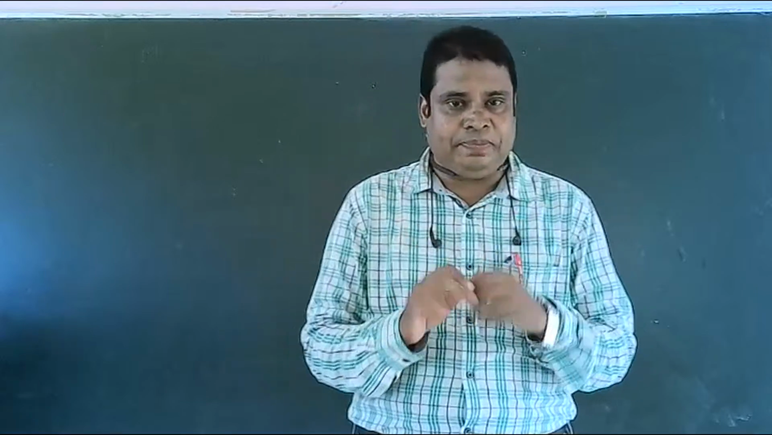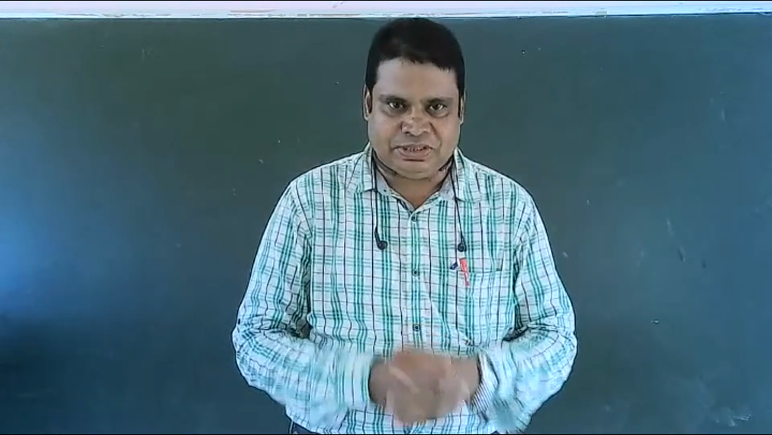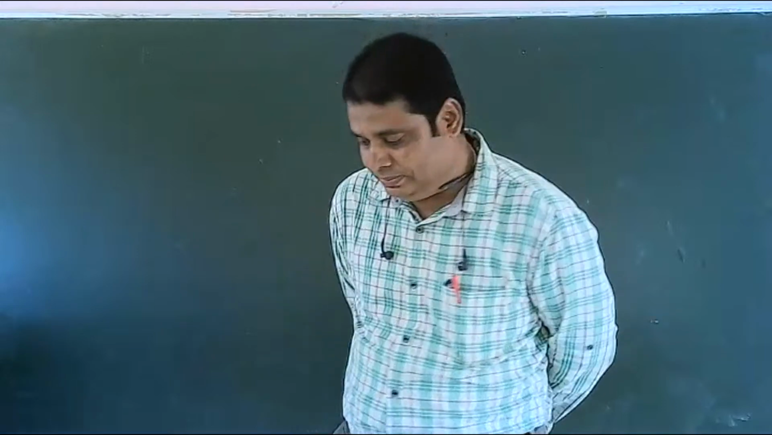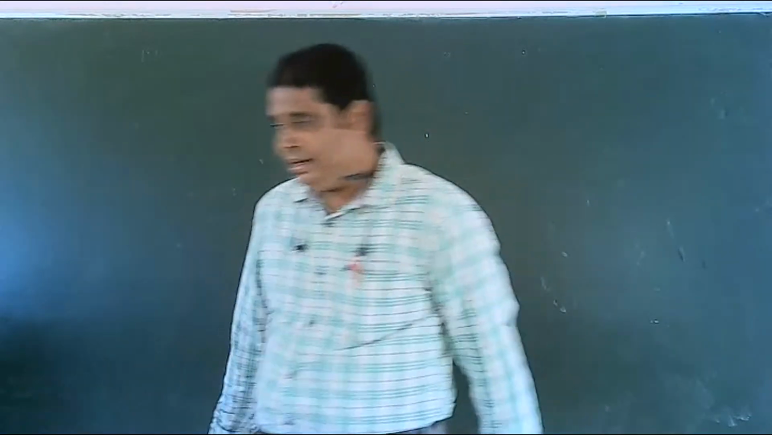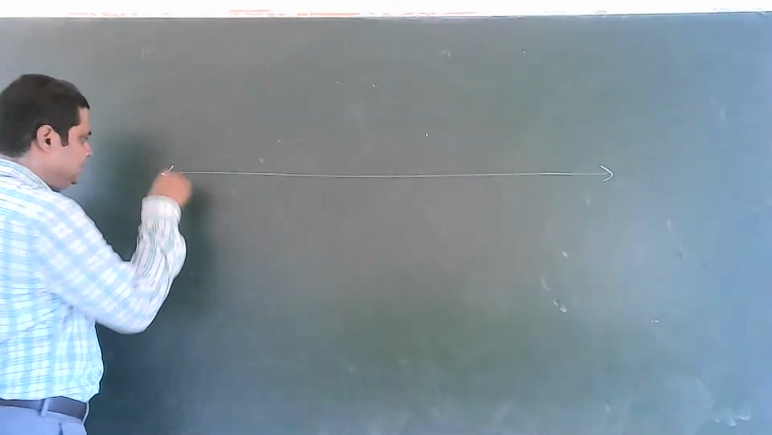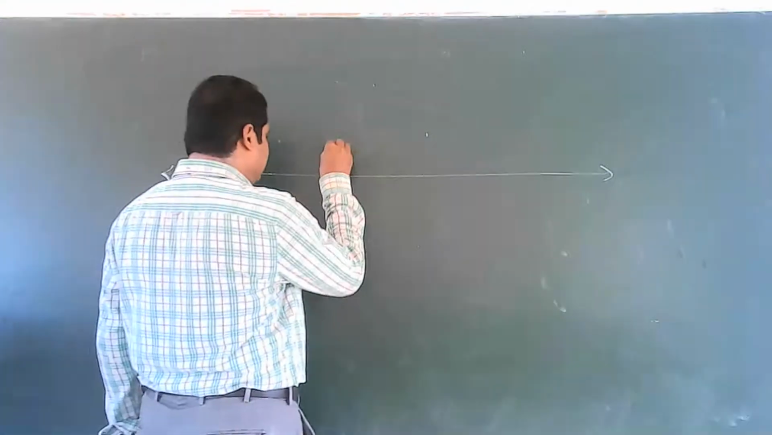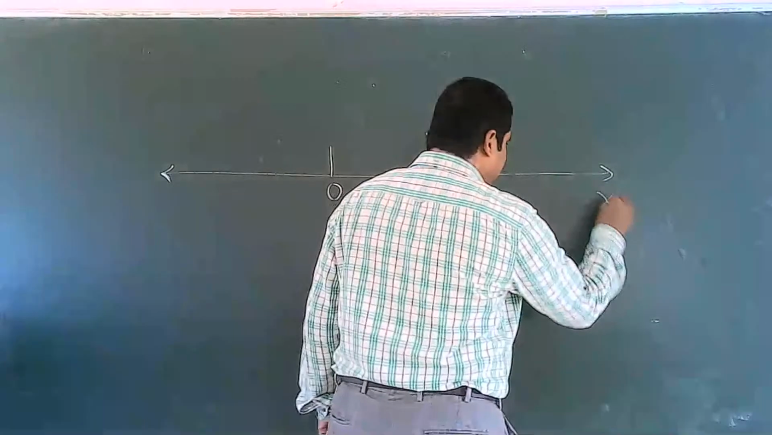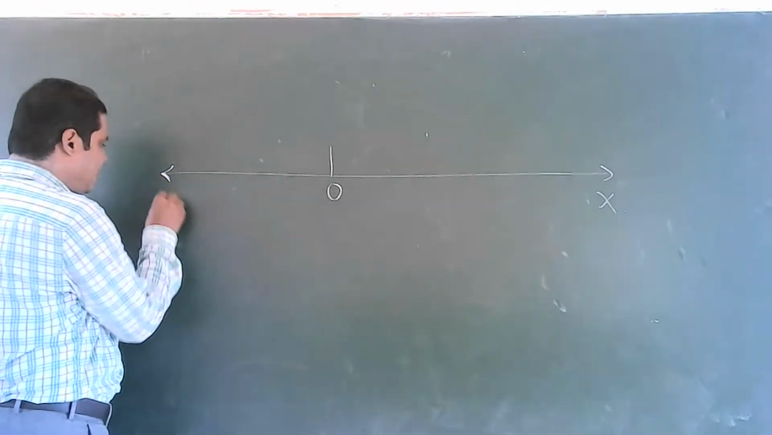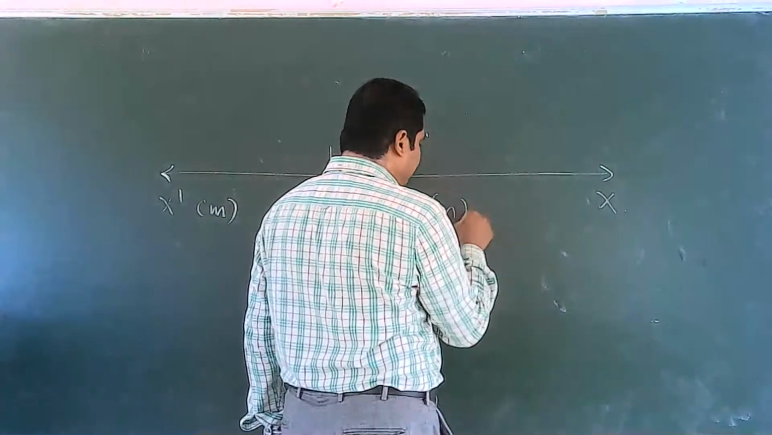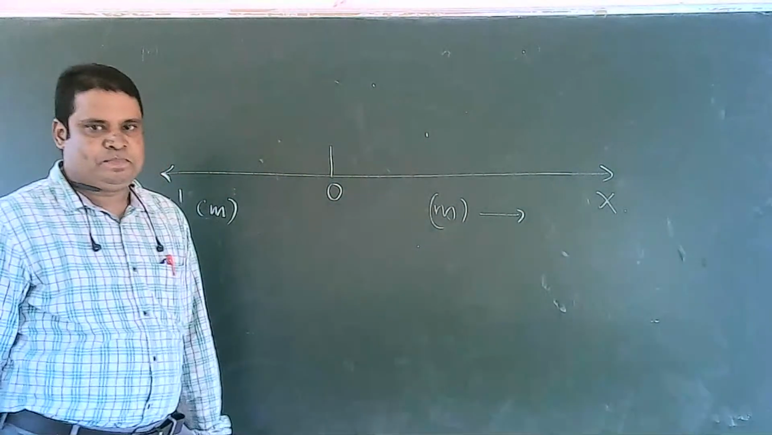Okay. We are studying motion in one dimension or rectilinear motion. We can represent this rectilinear motion using a number line or x dash axis. Let O represent the origin of this axis. This is x dash in meter. Okay, let the unit be meter.